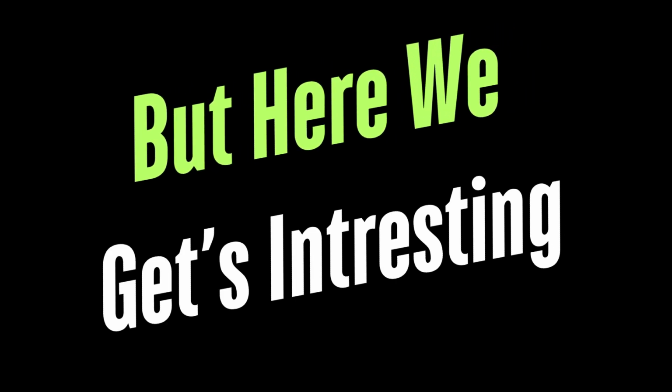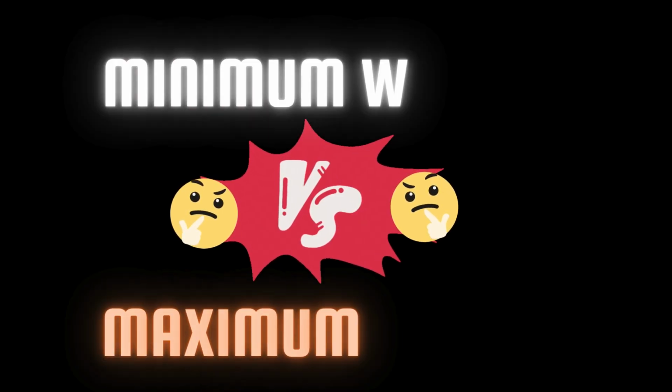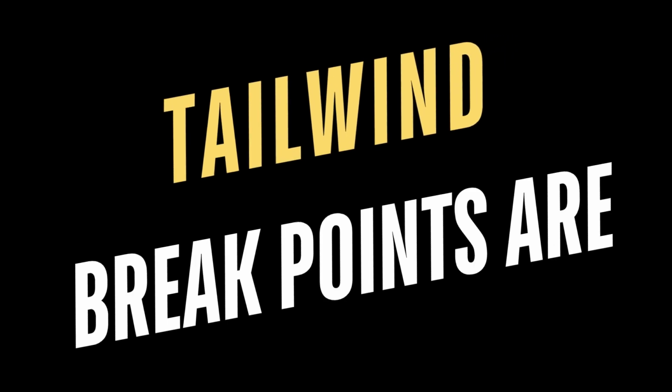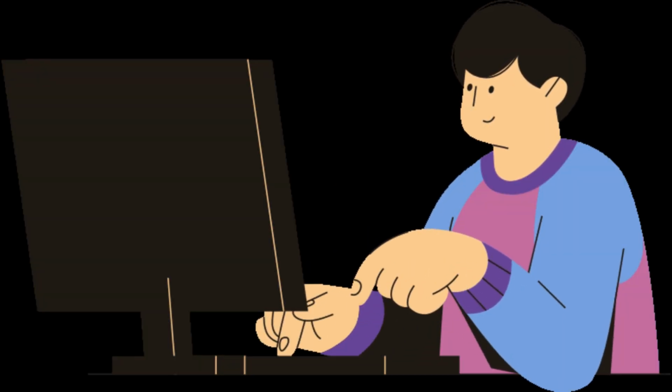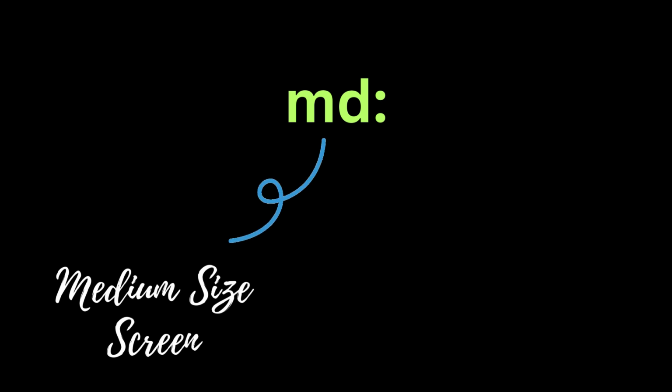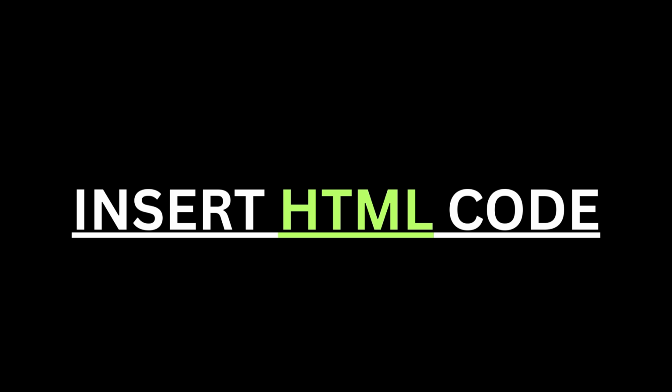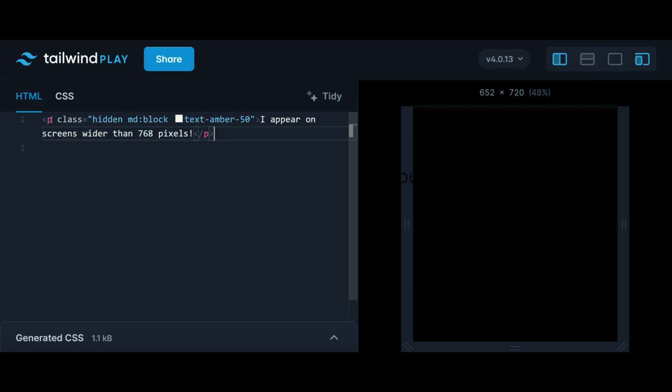But here's where it gets interesting. Minimum width versus maximum width. If you spot the difference, Tailwind's breakpoints are minimum width based. That means you can use something like md colon. It applies a style to medium sized screens and larger, not smaller. So if in HTML code you write a p tag with class md:block hidden, it appears on screens wider than 768 pixels but not below that.